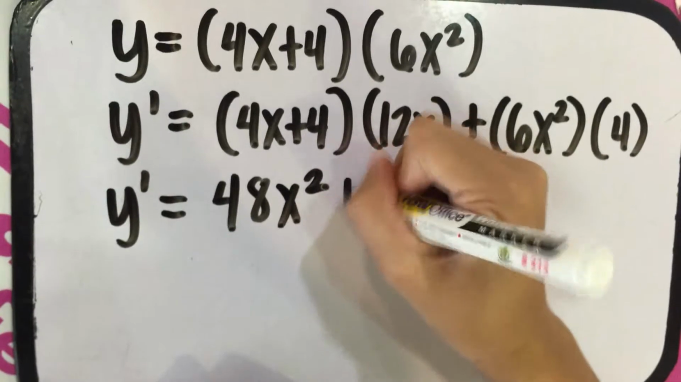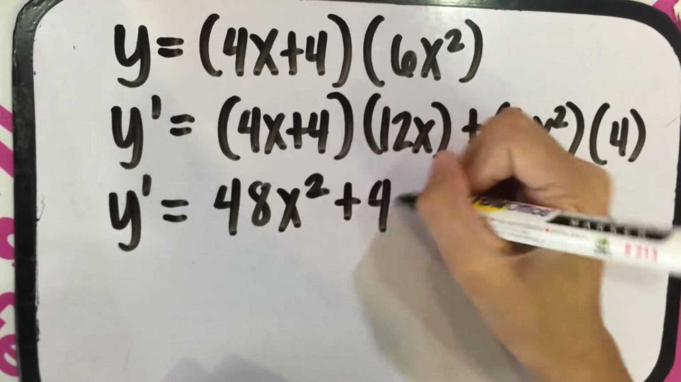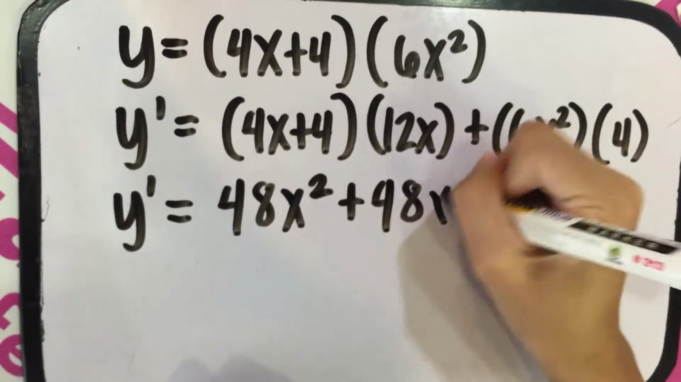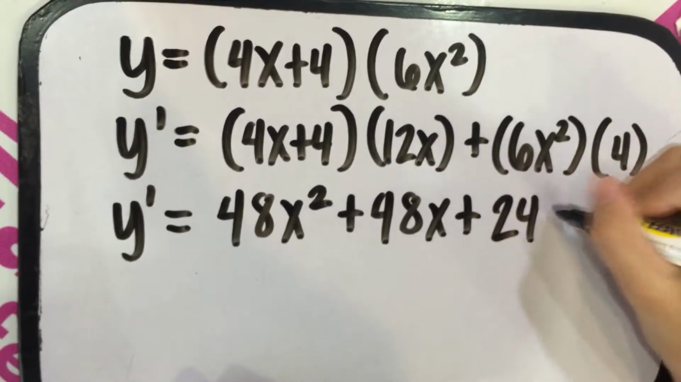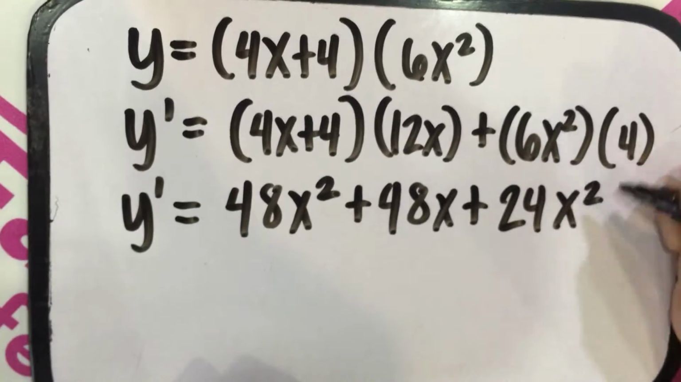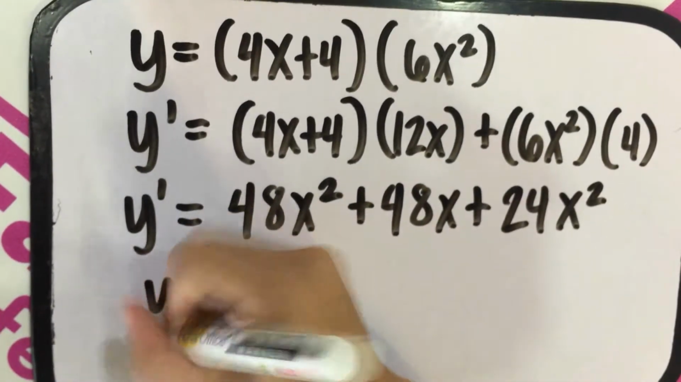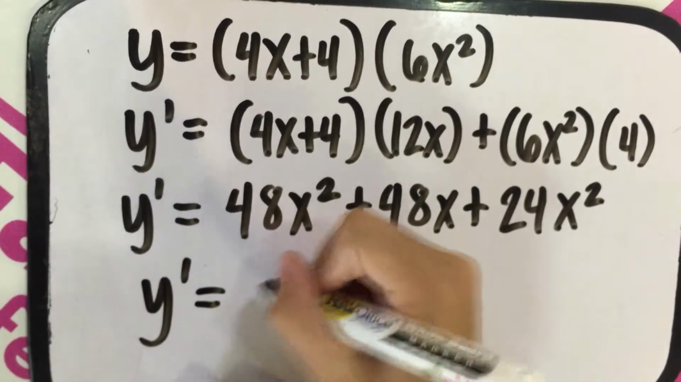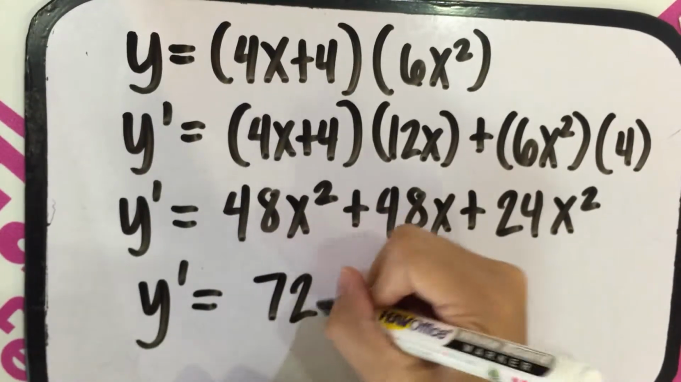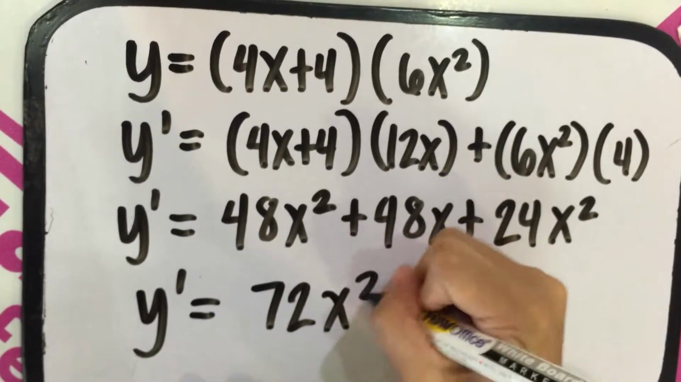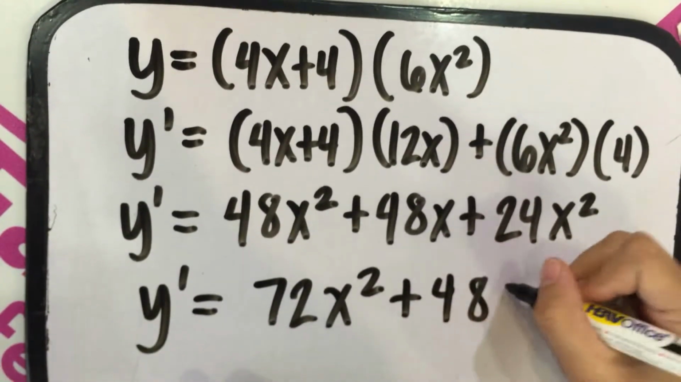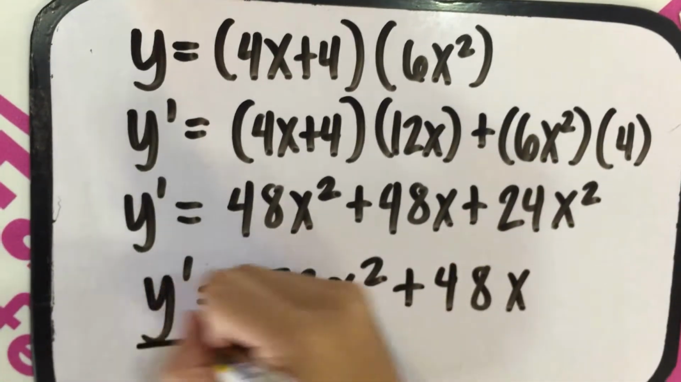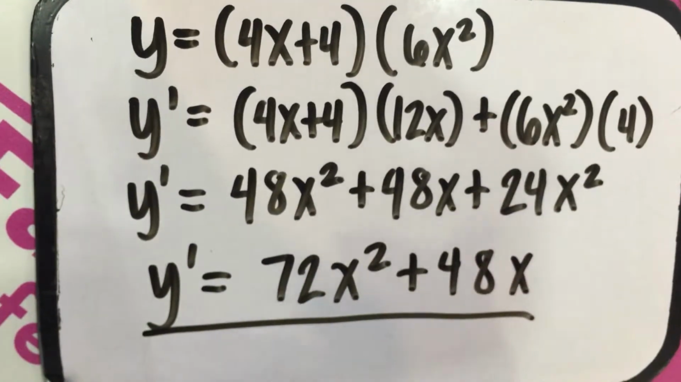We applied the constant rule here, so we disregard the number without variable and we subtract 1 from the exponent, and it becomes 0. So remove the variable, then after that, we will multiply 4x plus 4 with 12x and 6x squared with 4. So it will become 48x squared plus 48x plus 24x squared. We will add like terms, so the final answer will be 72x squared plus 48x.